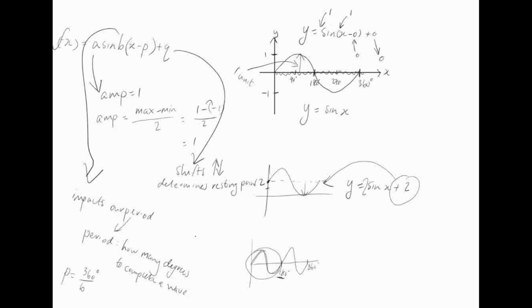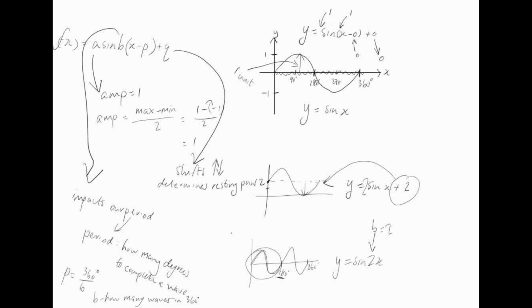So what am I saying? Our B value tells us how many waves in 360. If B is 1, as our mother graph was, then there's 1 wave in 360. If B is 2, as in this picture over here, so this graph would be y equals sine 2x, then this B value is 2, and I have 2 curves in 360. So that's A, B, P, and Q.